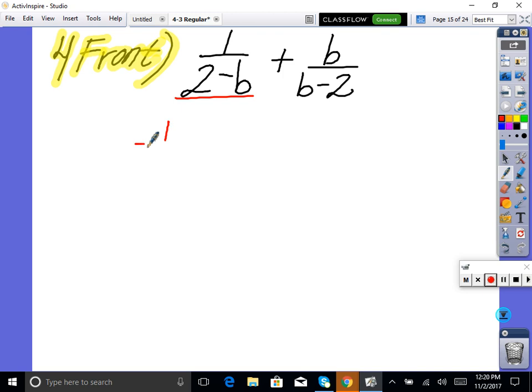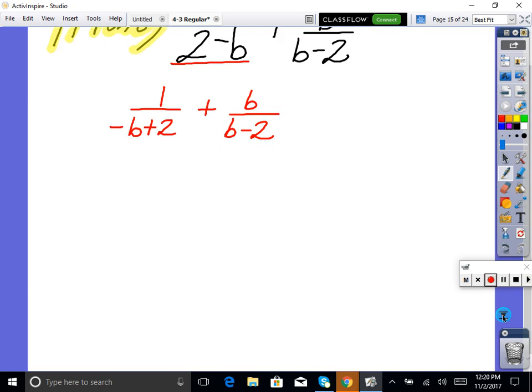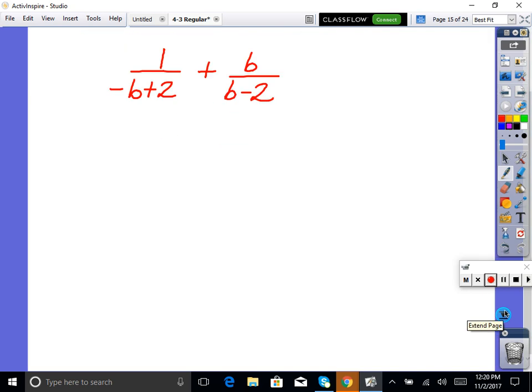Here we go. 1 over negative b plus 2. Isn't that what we're really looking at? And then plus b over b minus 2. I just rewrote the original problem. I have not done any math yet. Now, we know to get a least common denominator, we need our denominators kind of factored out, don't we?